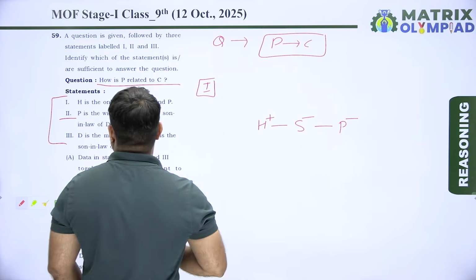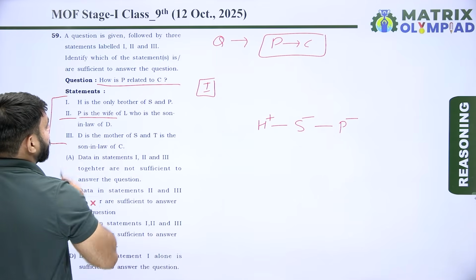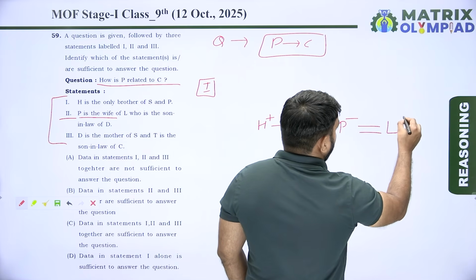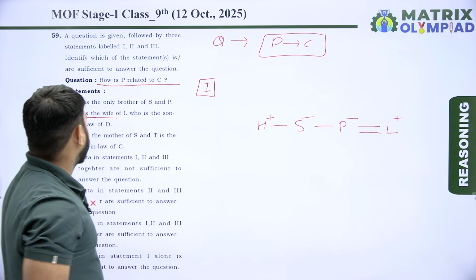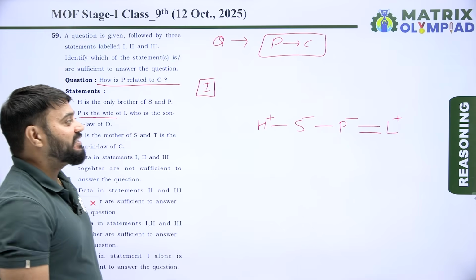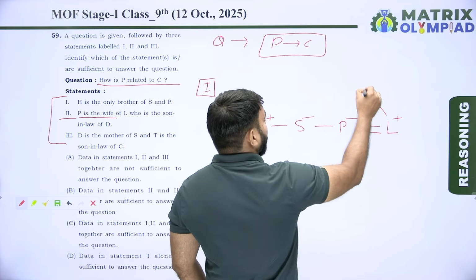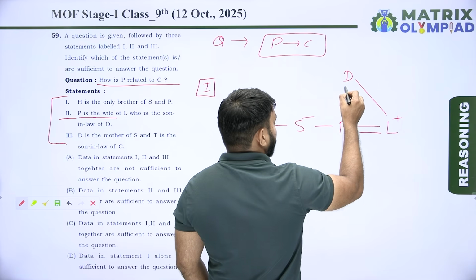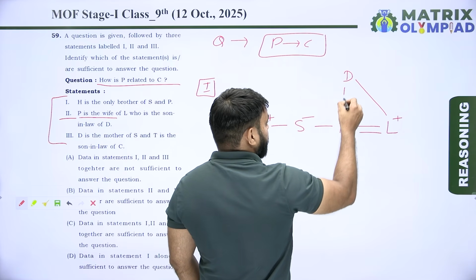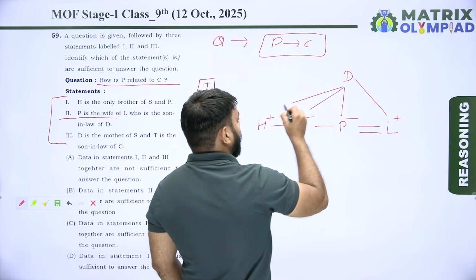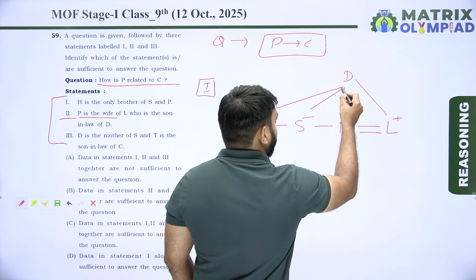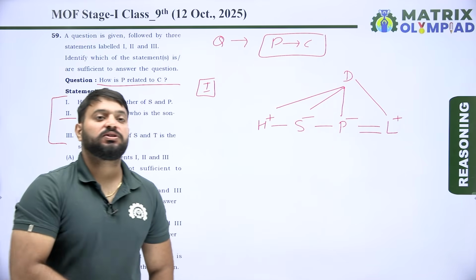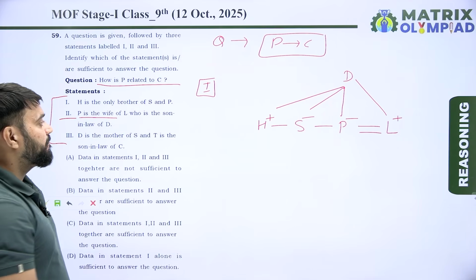So now taking statement second. According to statement second, P is the wife of L, and L is the son-in-law of D. It means D is the mother or father of H, S and P. So statement first and second both are not sufficient to answer the given question.